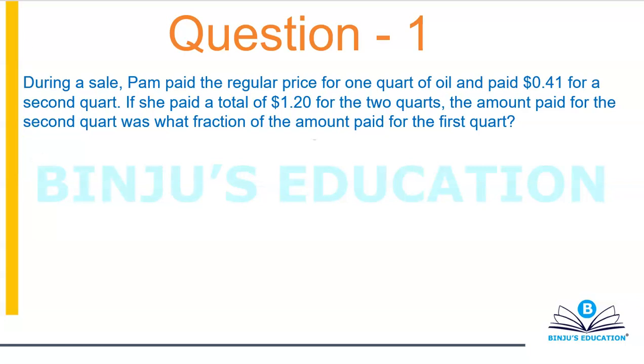The first one says, during a sale, Pam paid the regular price for 1 quart of oil and paid 0.41 for a second quart. If she paid a total of $1.20 for 2 quarts, the amount paid for the second quart was what fraction of the amount paid for the first quart?